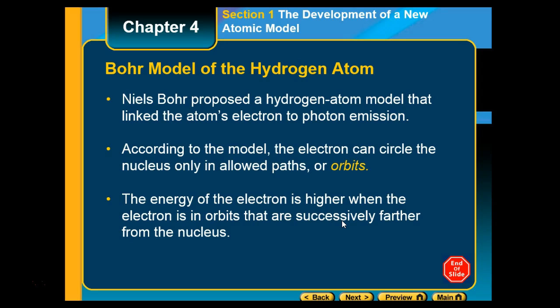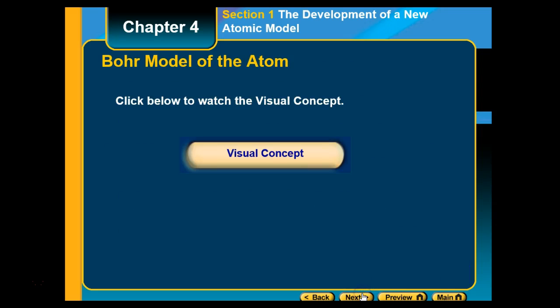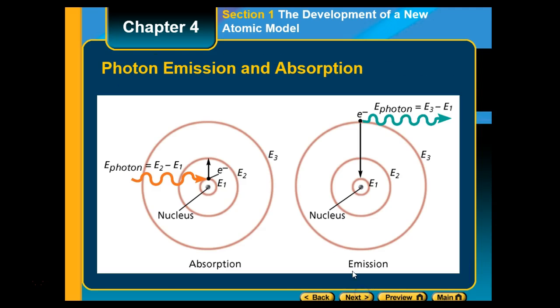When they go to a higher orbit, or an orbit farther out, they have a different amount of energy. So the energy of the electron is higher when the electron is in orbits that are successively farther from the nucleus. When they go back down to the lower energy orbits, they are closer to the nucleus. That was Bohr's model.